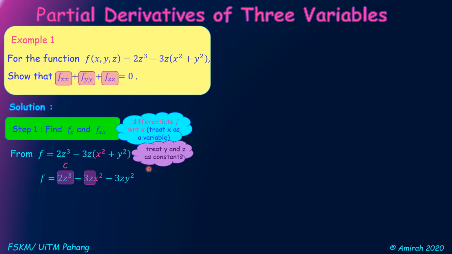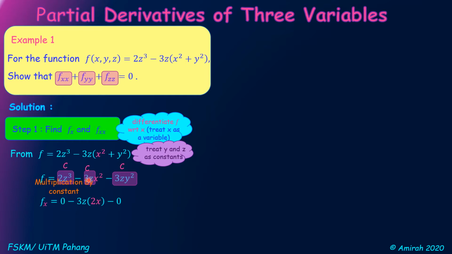Z we treat as constant, so constant times constant equals constant. Z and y here we treat as constant, and then times 3 is also constant. And when we differentiate any constant, we get 0. This is also constant, so when we differentiate a constant, it becomes 0. When we differentiate a constant alone, we have 0.